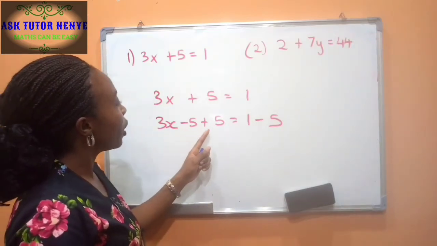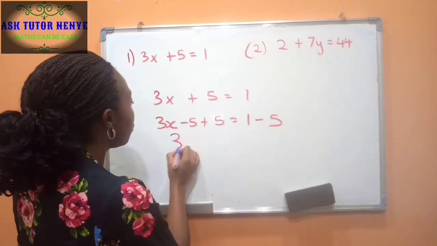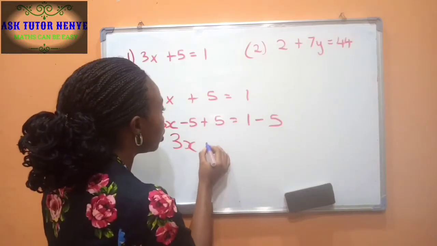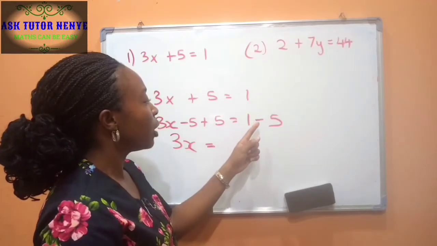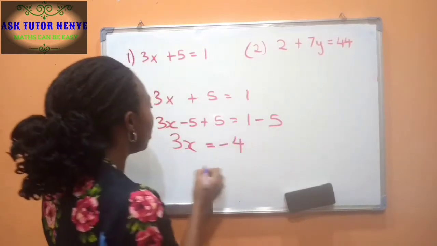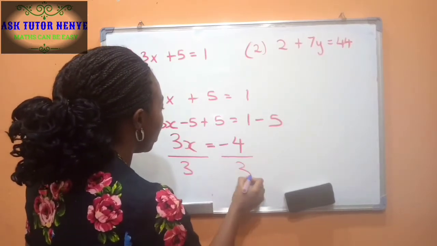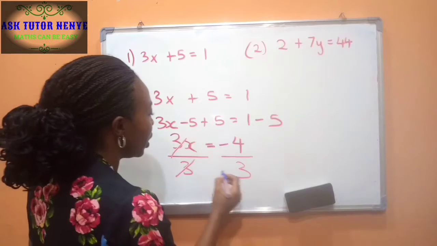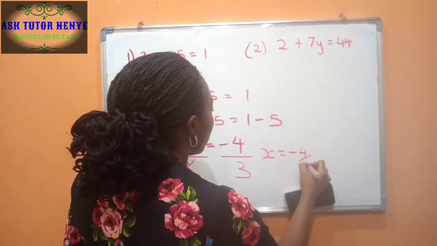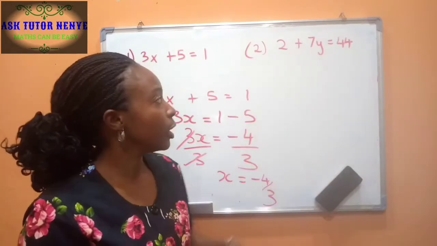3x minus 5 plus 5 is equals to what? 1 minus 5. So we're going to have 3x minus 5 plus 5 gives us 0. Okay, so we'll be left with equals to 1 minus 5 gives us what? Minus 4. Okay, divide both sides by 3. By the time we divide both sides by 3, we are going to be left with x is equals to minus 4 over 3.